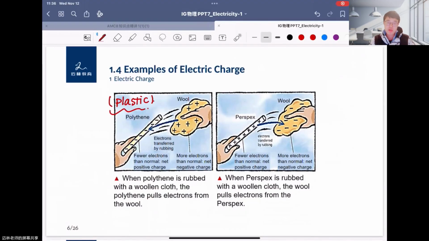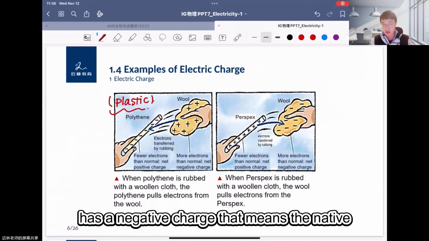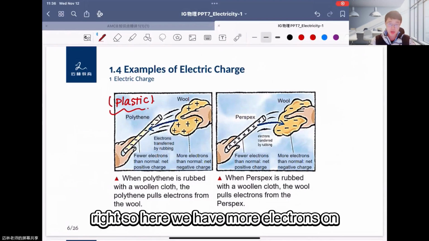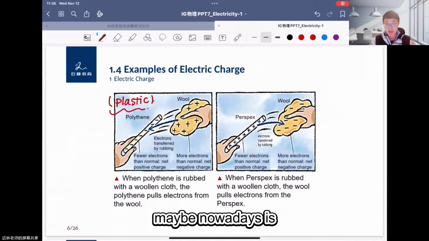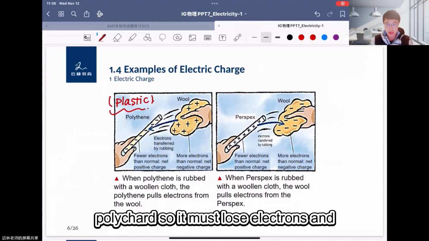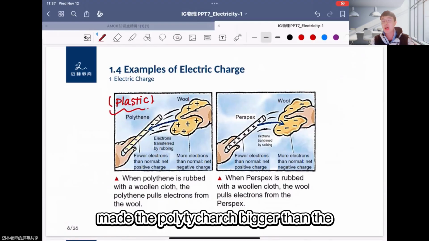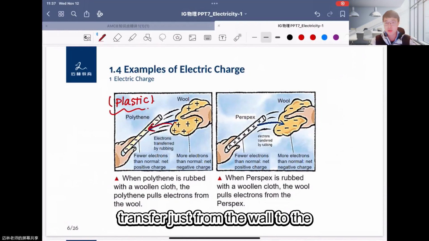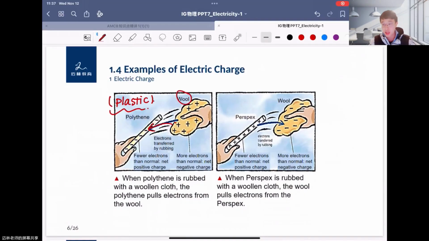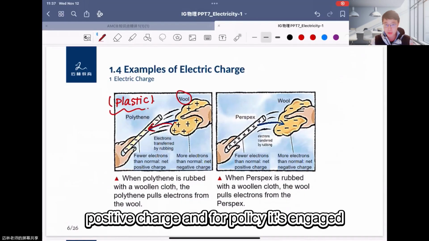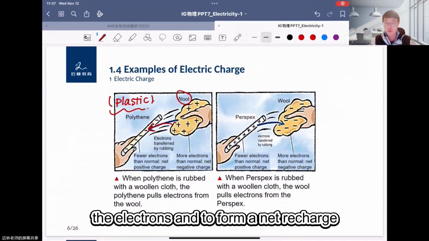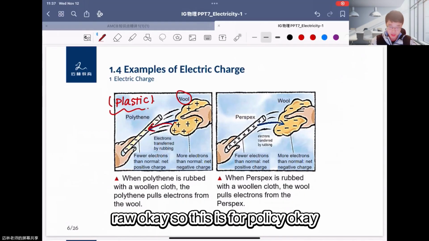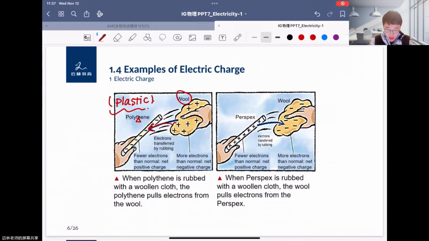Okay. So we have said before that if an object has a negative charge, that means the negative part is bigger than the positive part, right? So here we have more electrons on the polythene, right? And for the wool, it is positive charge, so it must lose electrons and make the positive charge bigger than the negative charge, right? So we can say here the electron transfer is from the wool to the polythene. So wool lost electrons and became positive charge. And polythene gains electrons and forms a negative charge rod. Okay. So this is for polythene, okay?